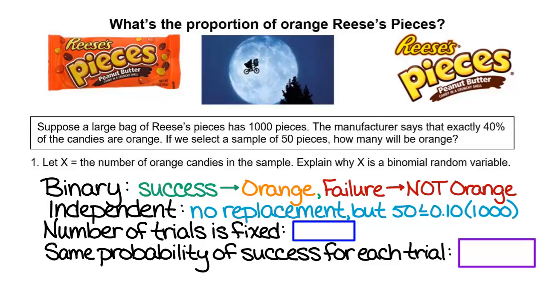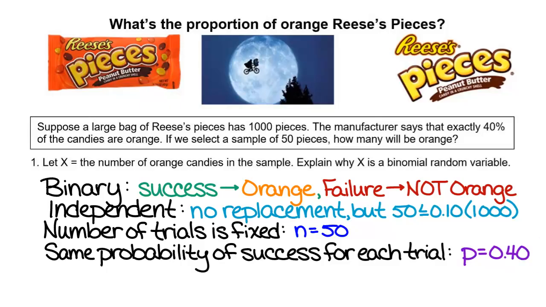Is the number of trials fixed? Yes. What is our number of trials? What's lowercase n? 50. Same probability of success for each trial. What's the probability of successfully getting an orange candy? 0.40, yes. So this would be my explanation for why X is a binomial random variable.